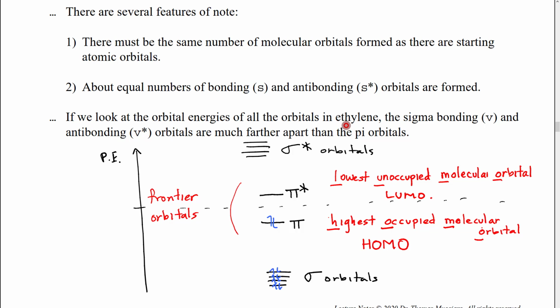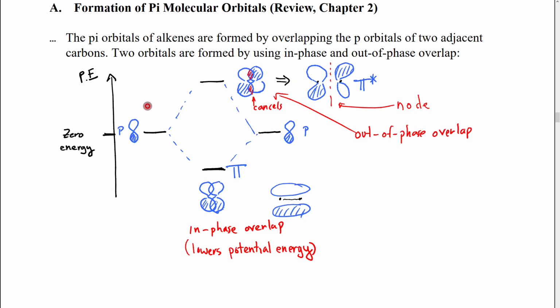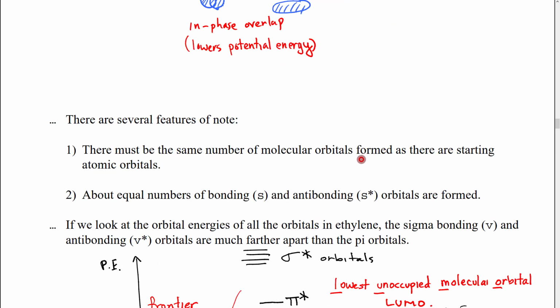The other thing is that if we look at the diagram, and I'll show you this again, we have about the same number of anti-bonding orbitals as we have bonding orbitals, in this case the pi's and the pi stars. So that's going to be important. And furthermore, they're arranged around this middle energy level, the zero energy, where the p orbitals by themselves started.